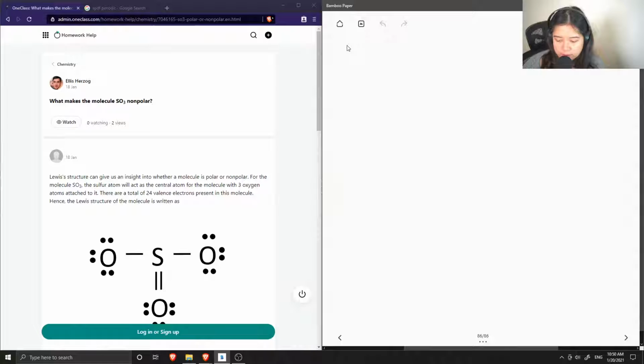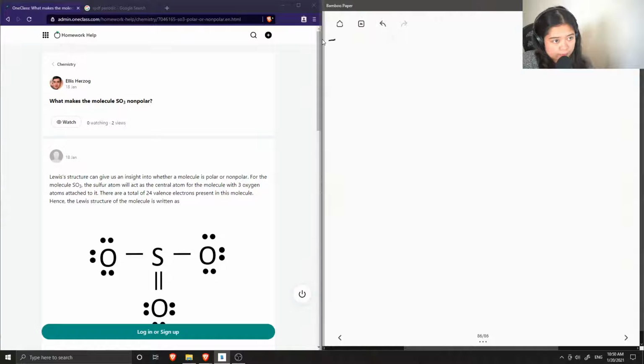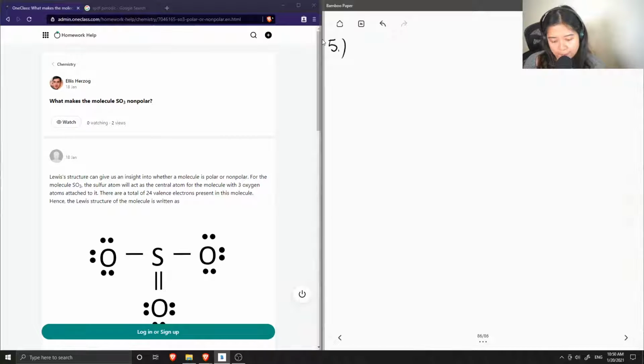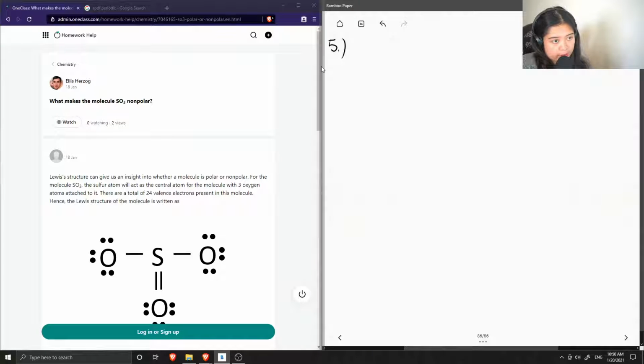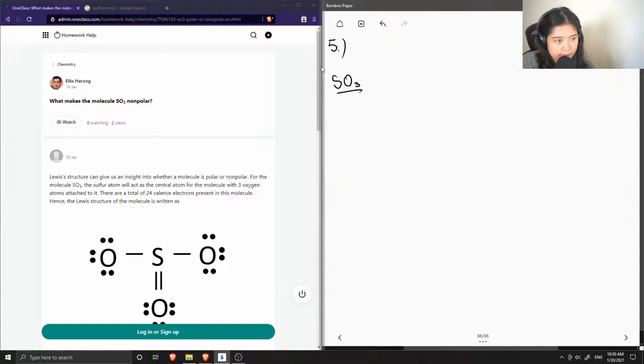Okay, so on to question number 5. What makes the molecule SO3 nonpolar? So this is question number 5. To answer this question, let's first find the Lewis structure of SO3. To do that, let's calculate the total number of valence electrons for the molecule SO3.